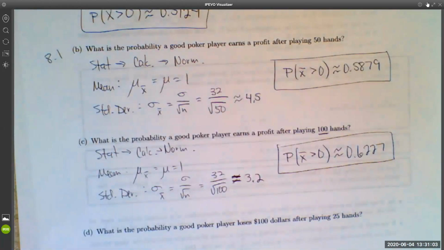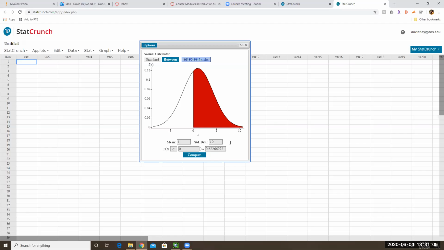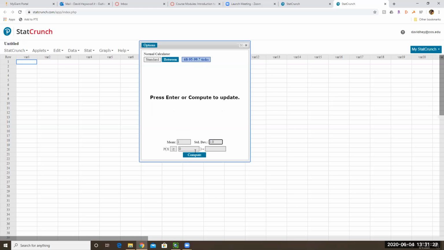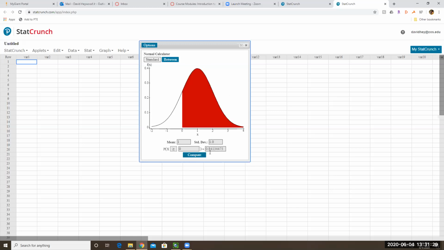Now, I think you've got the idea. And so just going back here, you can play around with all kinds of scenarios like, well, what's the probability that they're ahead after 1,000 hands, right? Like if they played 1,000 hands. For the standard deviation, we would put in 32 divided by square root of 1,000. And the standard deviation would be like 1.0, I guess just 1.0 is what we would put in. So after 1,000 hands, there's like an 84% chance that they're going to be ahead, right?